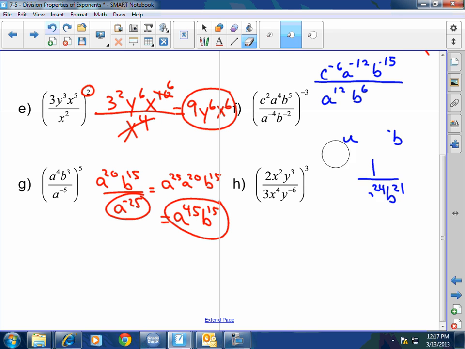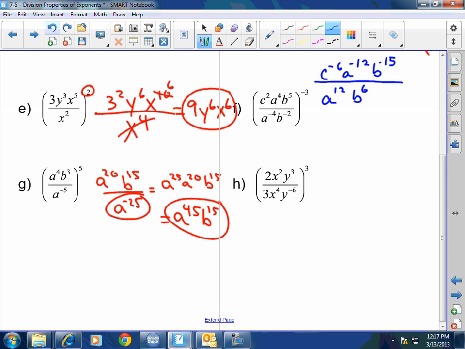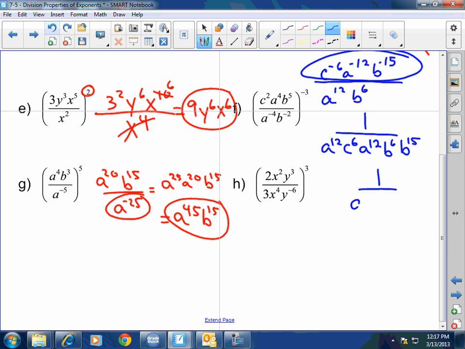Or you can do it the way I like to do it, which I don't care which way you do it. I'm going to bring all of these down to the bottom and make them positive. So I'm going to have 1 over a to the 12th, c to the 6th, a to the 12th, b to the 6th, b to the 15, which equals 1 over a to the 24th, c to the 6th, b to the 21. Does that make sense, gentlemen?